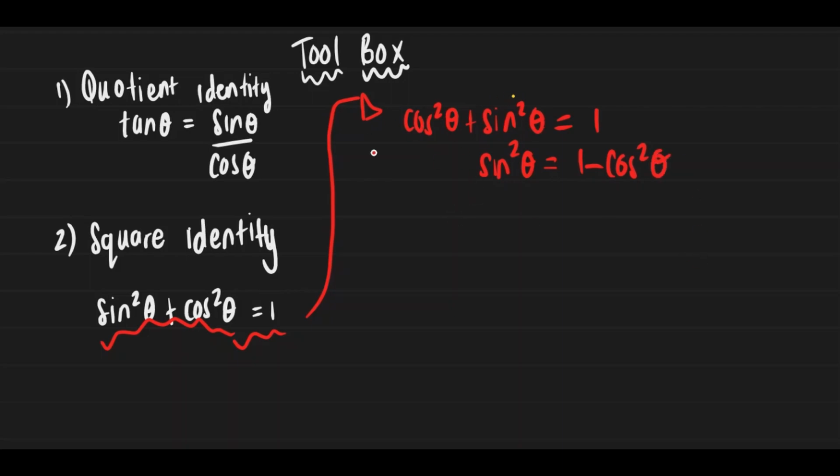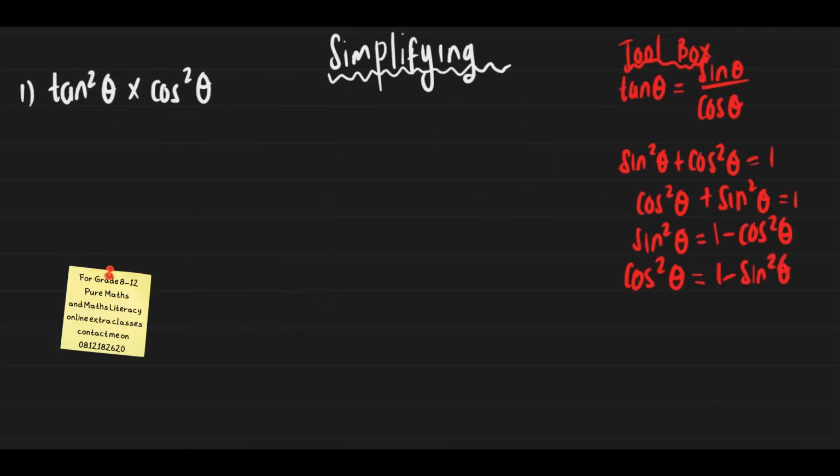Then if we do the same thing here, but we take the sine to the other side, we're going to find that cos squared theta equals 1 minus sine squared theta. So these are all the identities that I wanted to talk about. It's really important that from this you derive these three, because this is going to help you when you simplify and prove. Now let's look at the first example.